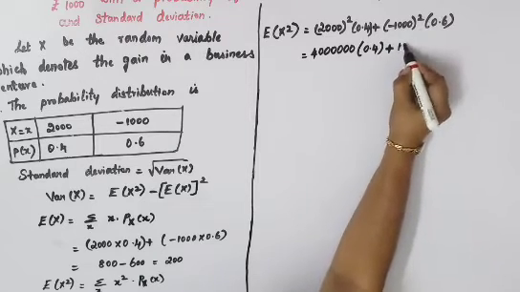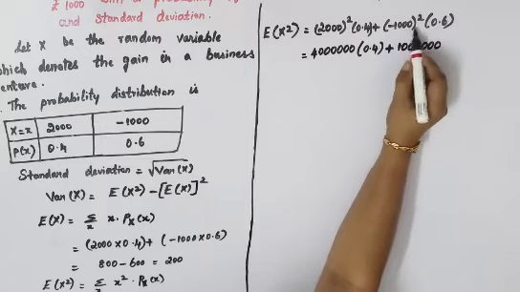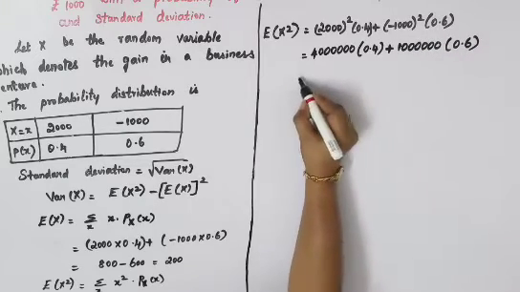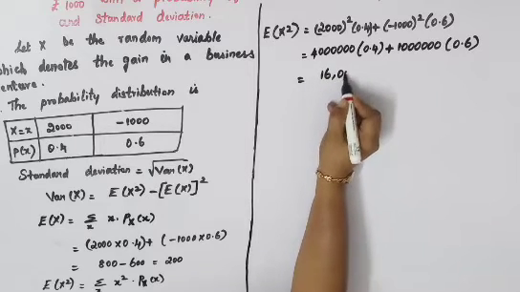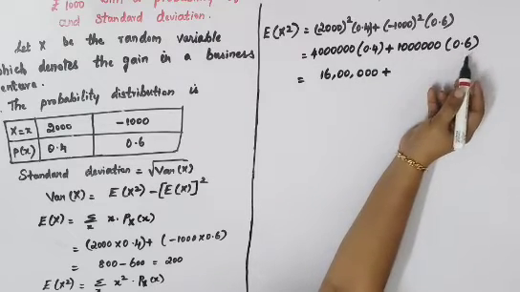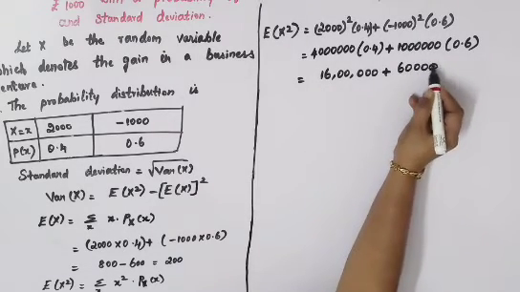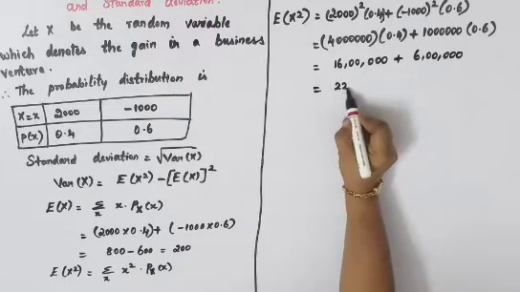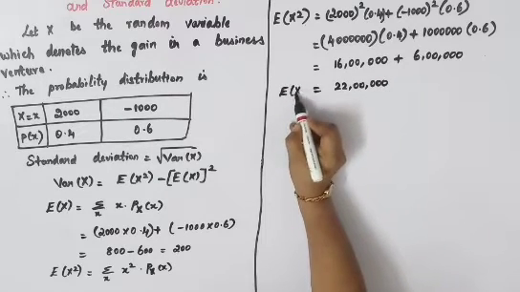1000 square becomes 10 lakh, 1 with 6 zeros, because 3 zeros are there, squaring you get 6 zeros, into 0.6. So this is equal to 40 lakhs into 0.4, which is 16 lakh, plus 10 lakh into 0.6, which is 6 lakhs. Adding these two numbers, you get 22 lakhs. That is your E of x square.